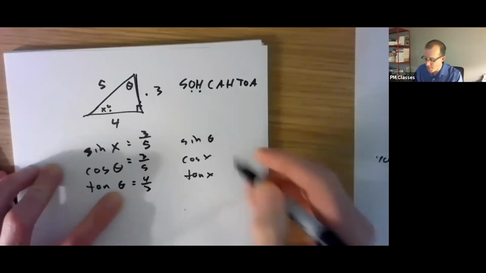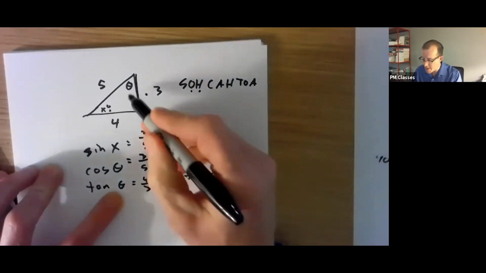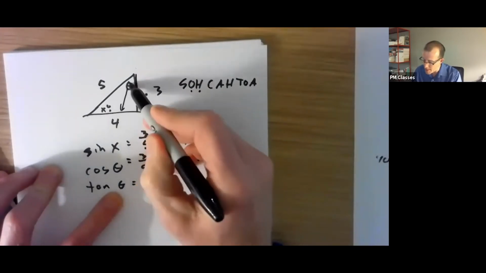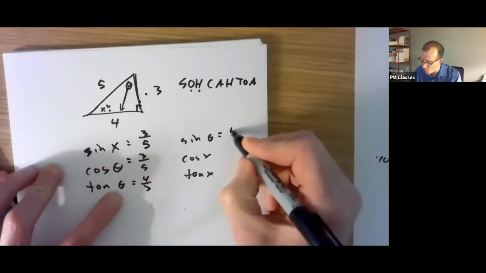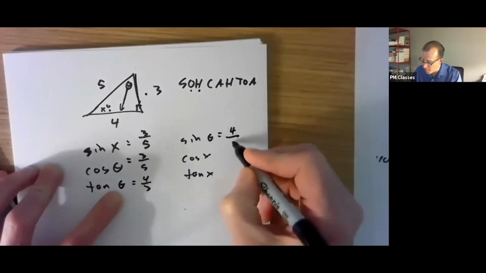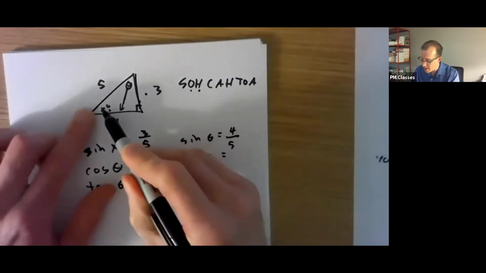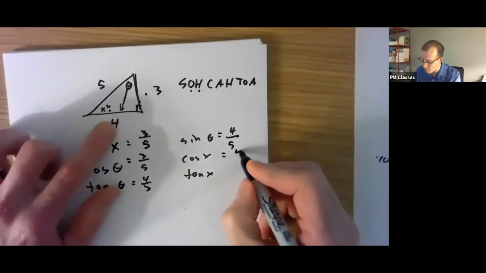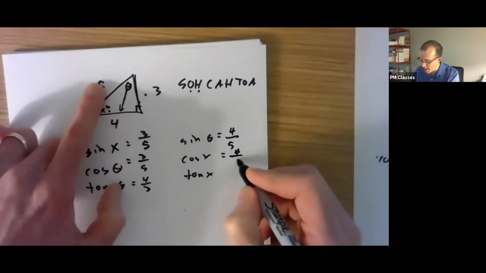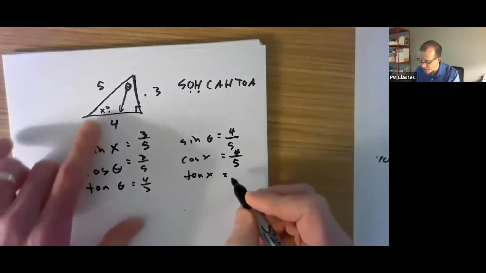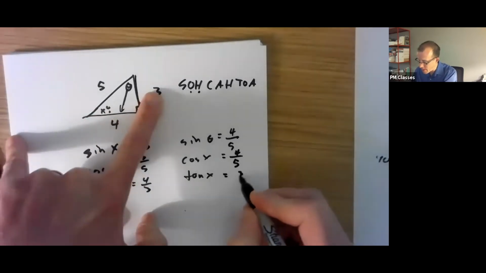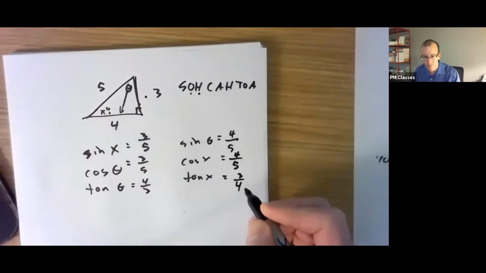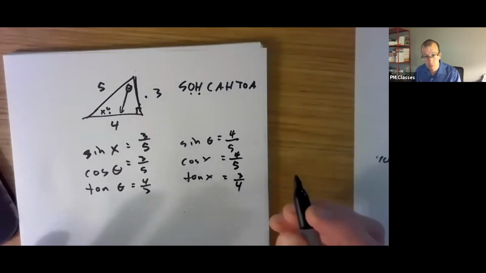Sliding to the next column, the sine of this angle: what side is opposite that angle? Again, the trumpet, the cannon, whatever, straight across from it will be 4, over a hypotenuse of 5. Switching back over here, cosine of x, the adjacent side will be 4, side by side, and a hypotenuse of 5. And lastly, tangent of x, an opposite of 3 and an adjacent of 4. Okay, good enough, pretty straightforward.